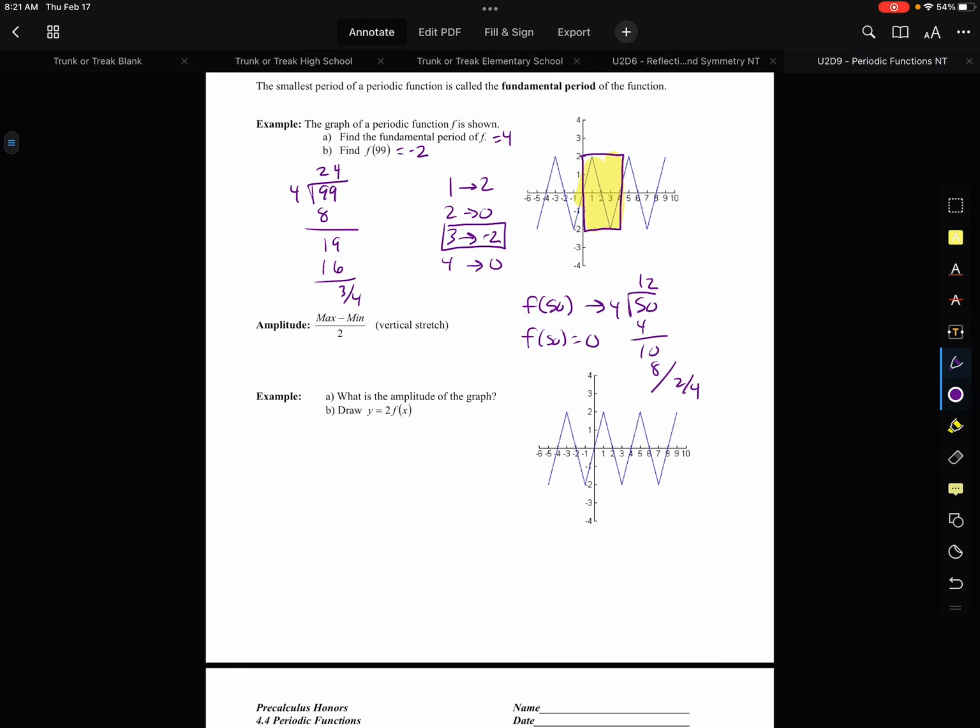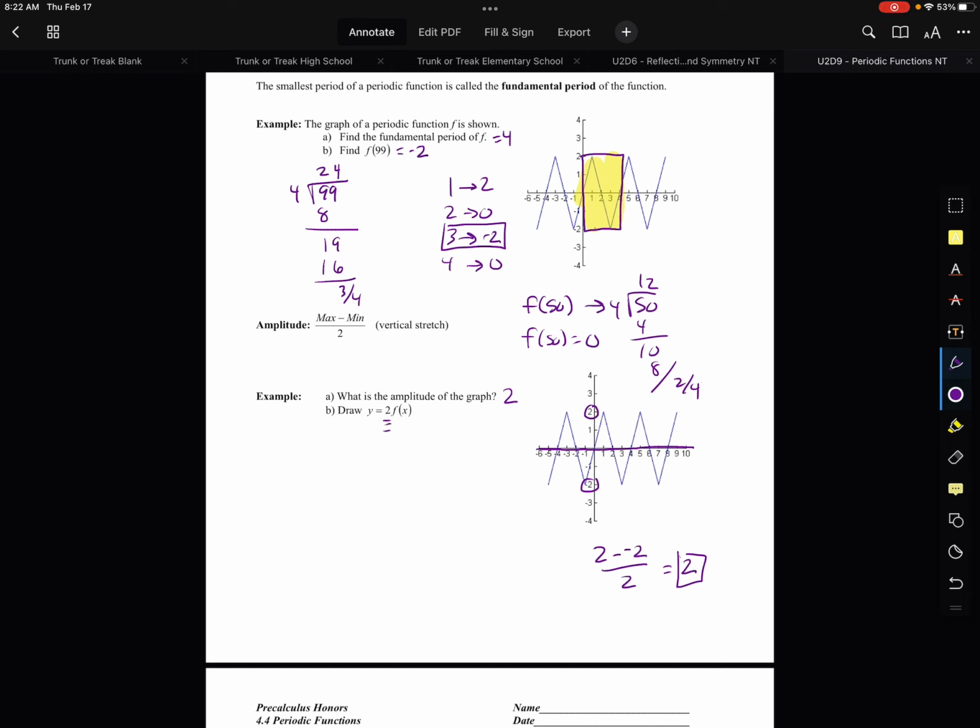All right, amplitude. So we know amplitude. That's how far above and below we go from our midline. So for this graph, our highest point is at 2. Our lowest point is at -2. So if we go max minus min divided by 2, our amplitude in this situation is 2. Our midline is 0. So if we have our midline at 0, we're going 2 above and 2 below the midline.